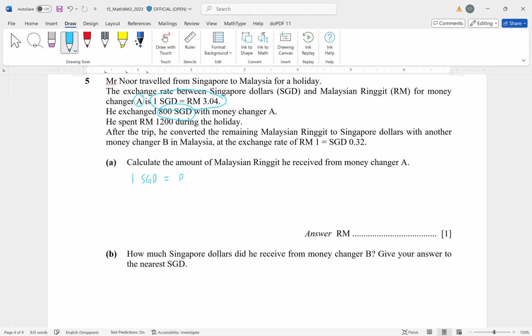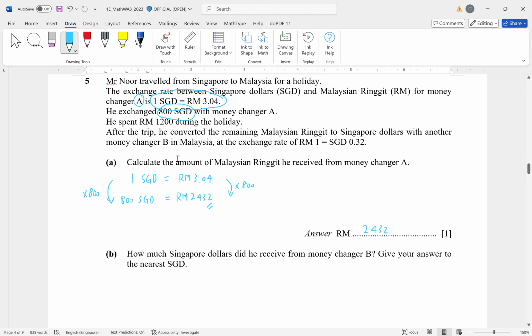1 SGD is equal to RM 3.04 at money changer A. So he changed 800 SGD. This is actually a very simple proportion question. 1 SGD equals RM 3.04, so if you change 800 SGD, that's 800 times. All you need to do is the same thing, multiply by 800 on the right side. You should be able to get RM 2432. So this will be the answer, RM 2432.